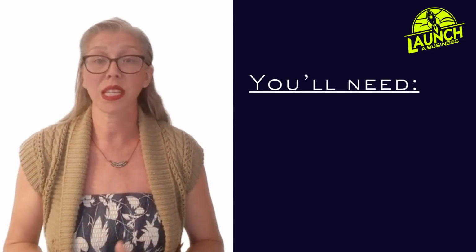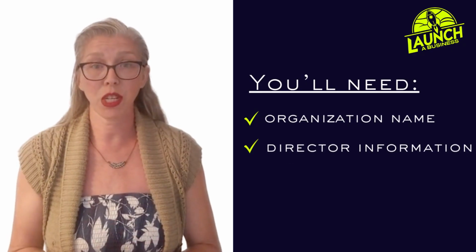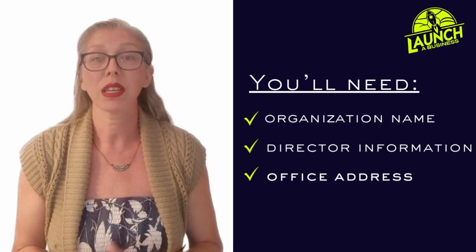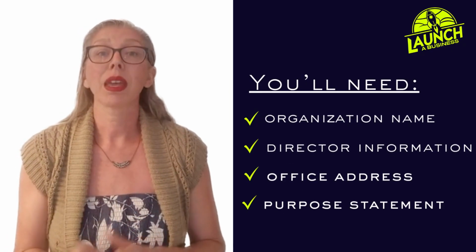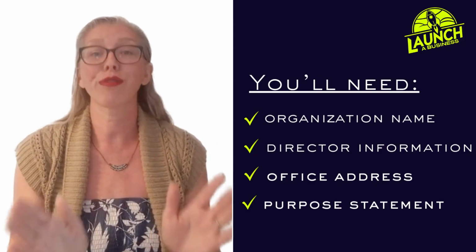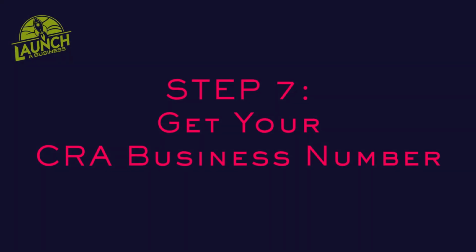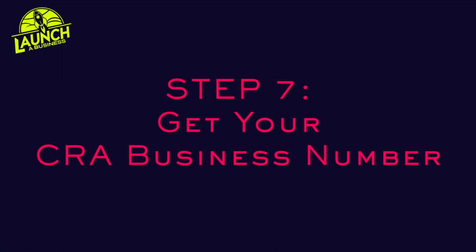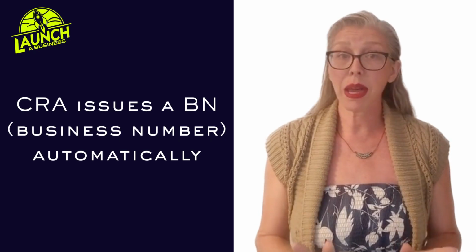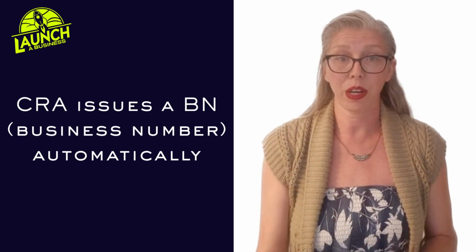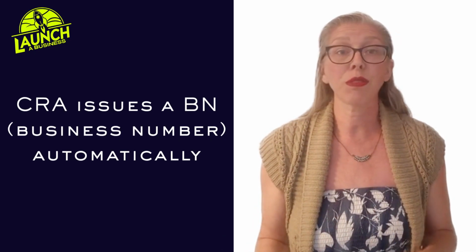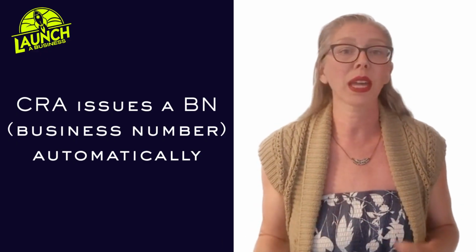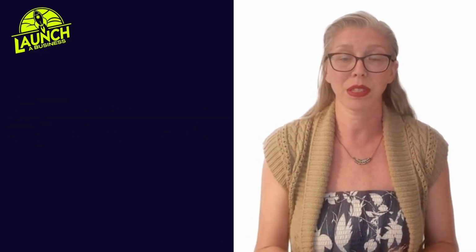Once your documents are ready, you can file your incorporation application. You'll typically need your organization name, director information, registered office address, and purpose statement. After approval, your organization officially exists. Next, obtain a business number from the CRA. They'll automatically issue this after you're incorporated. This number may be needed for tax administration, payroll accounts, or other government registrations.